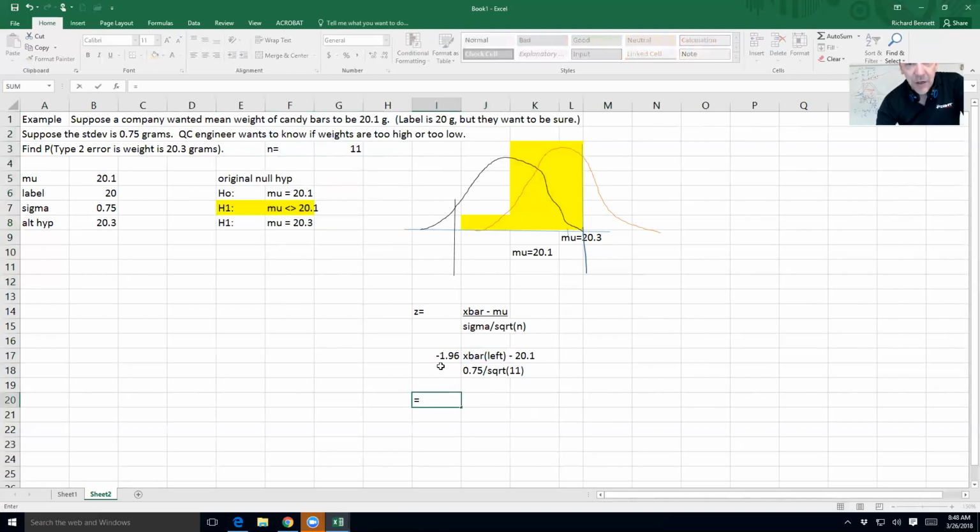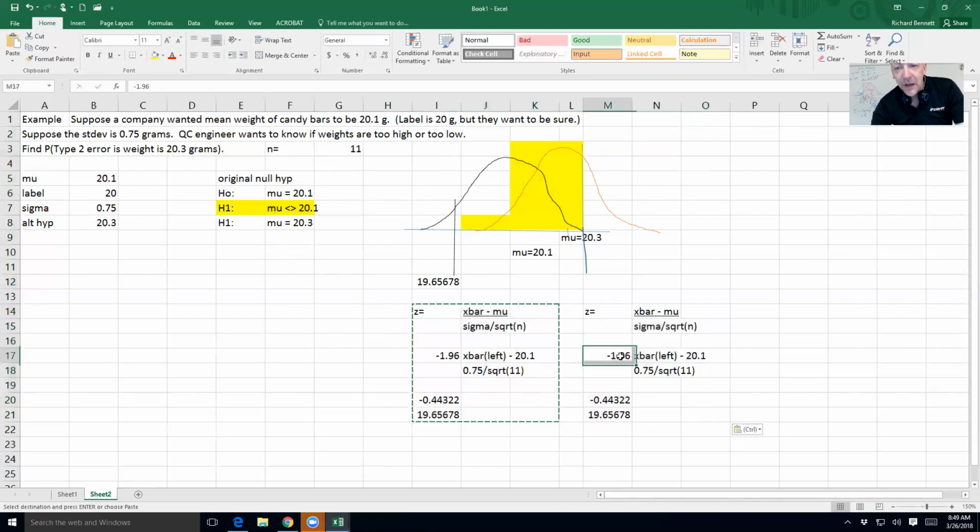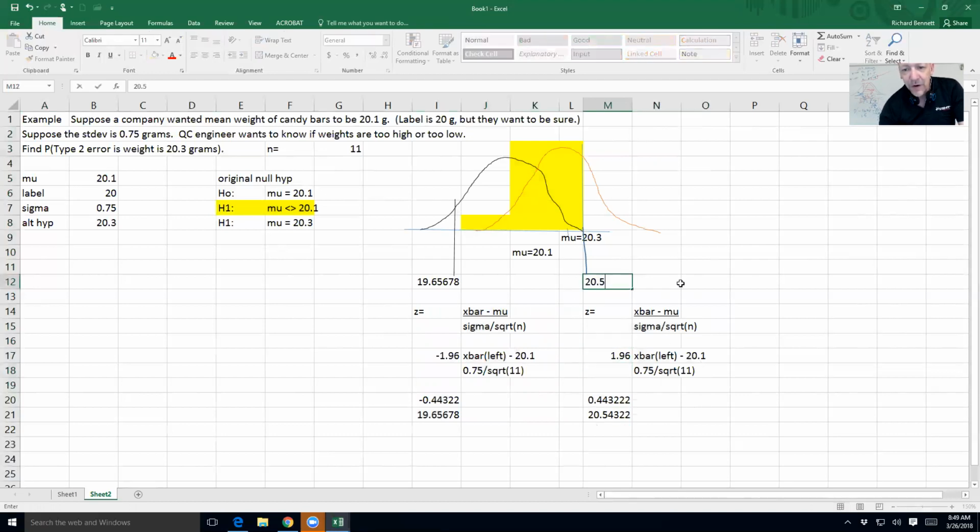Okay, so x bar equals negative 1.96 times 0.75 divided by the square root of 11, and then I'm going to add that plus 20.1. So this value here on the right is 19.65678. Now this area on the right is going to be exactly the same. Everything's going to be the same, except this time it's not negative 1.96, it's positive 1.96. So this value here works out to be 20.54322. Does that make sense? Now, I've got to find this area here in yellow, okay?